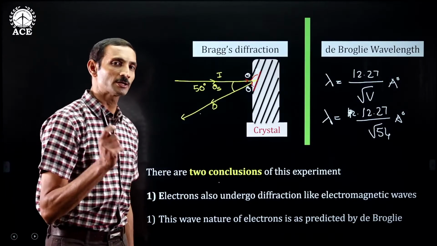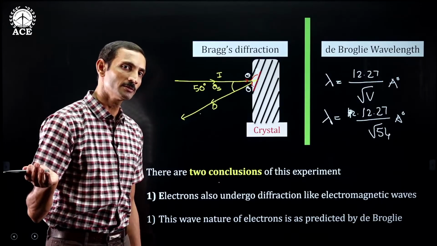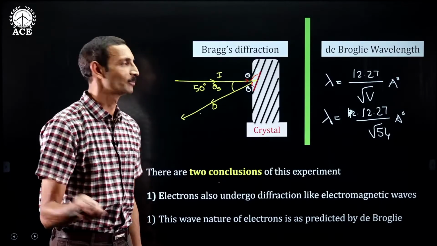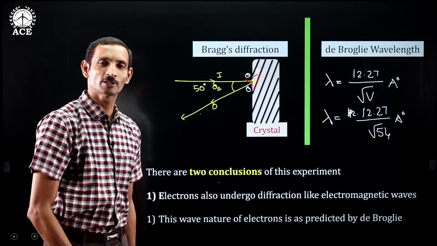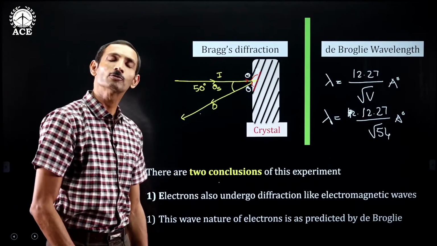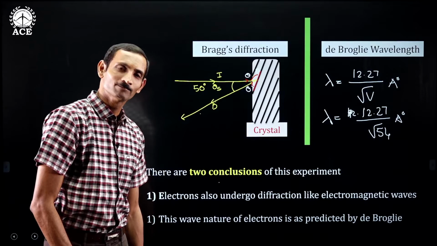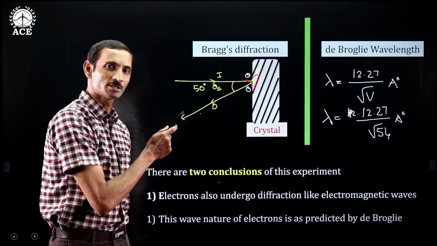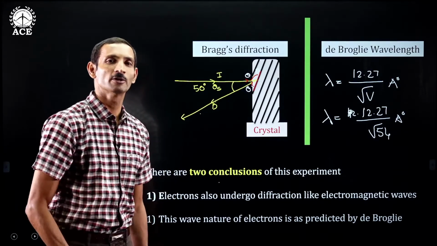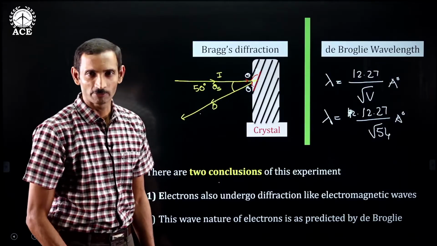The wave nature of electrons is as predicted by Mr. de Broglie, because he is the one who gave the theory that lambda can be 12.27 by root V angstrom. So this actually confirms the wave nature of electrons. This is all about the Davisson-Germer experiment.